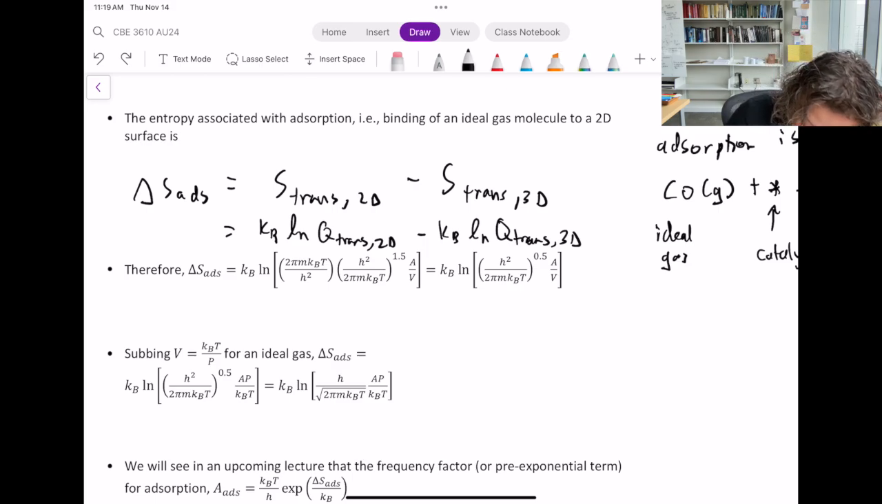Now I have this piece that I need to deal with. This is an ideal gas. So this piece comes from the 3D translator, which is an ideal gas molecule. Hence I can use the ideal gas law. So I'm going to do that. This right here is the ideal gas law.